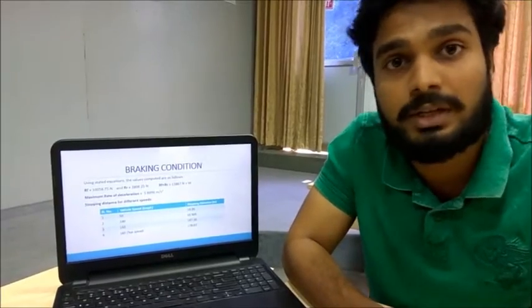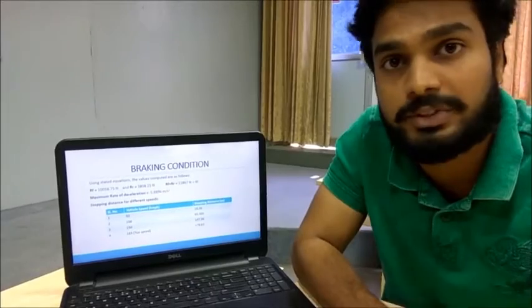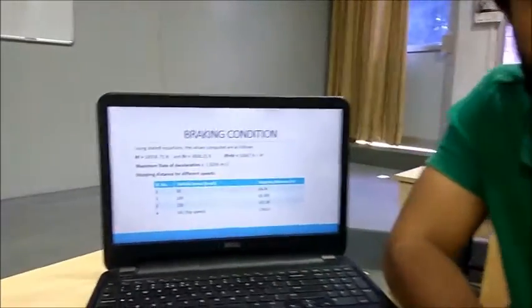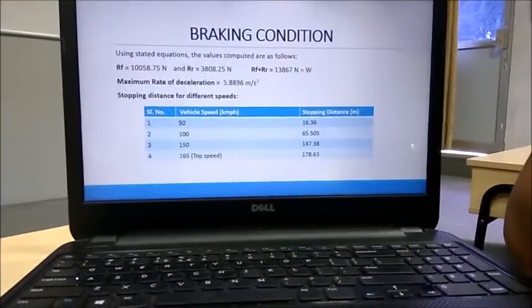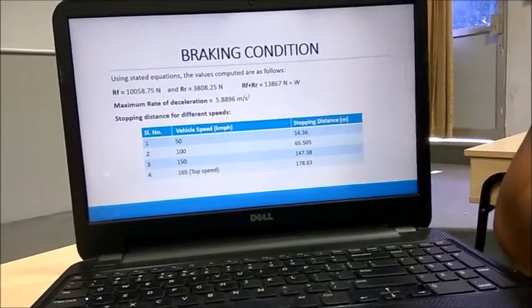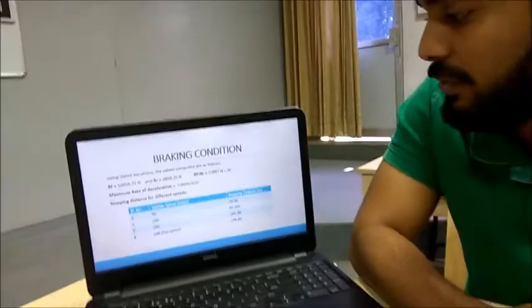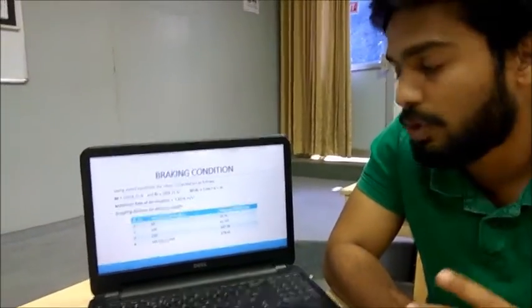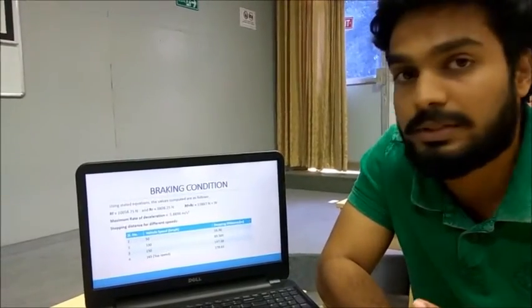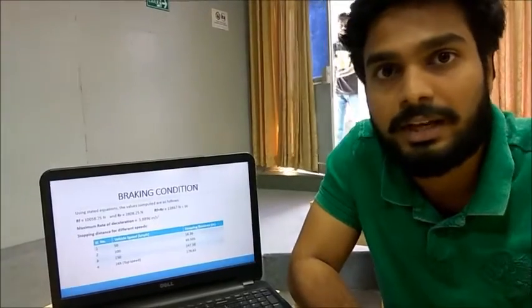We've also tabulated the stopping distance for the different speeds at which the vehicle might be moving. For example, as you see from the table, if the vehicle is moving at a constant speed of 50 km per hour, the stopping distance is fairly 16.36 meter. For 100 km per hour, it's 65 meter. For 150, it's 147.38 meter. And the top speed of the vehicle, 165, it is approximately 178.63 meters. So these are the parameters we have taken into account when designing the vehicle dynamics of a system.